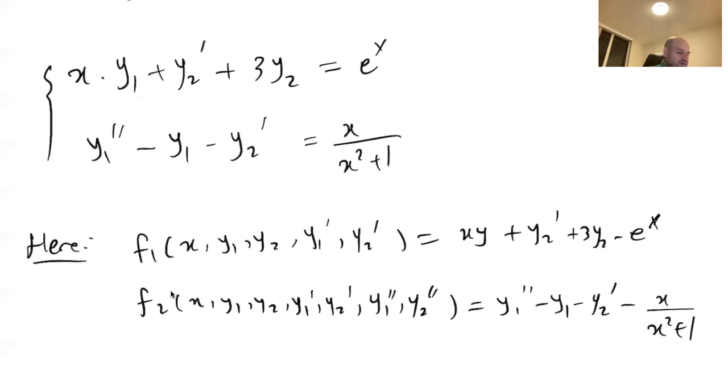And then we have F1 equals 0 and F2 equals 0. We can write our equations in the form of F1 equals 0 and F2 equals 0.